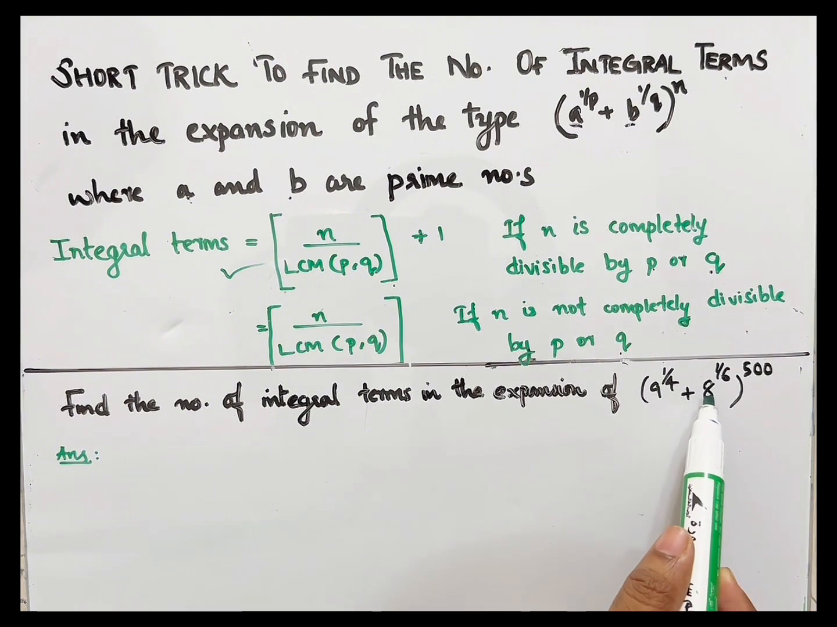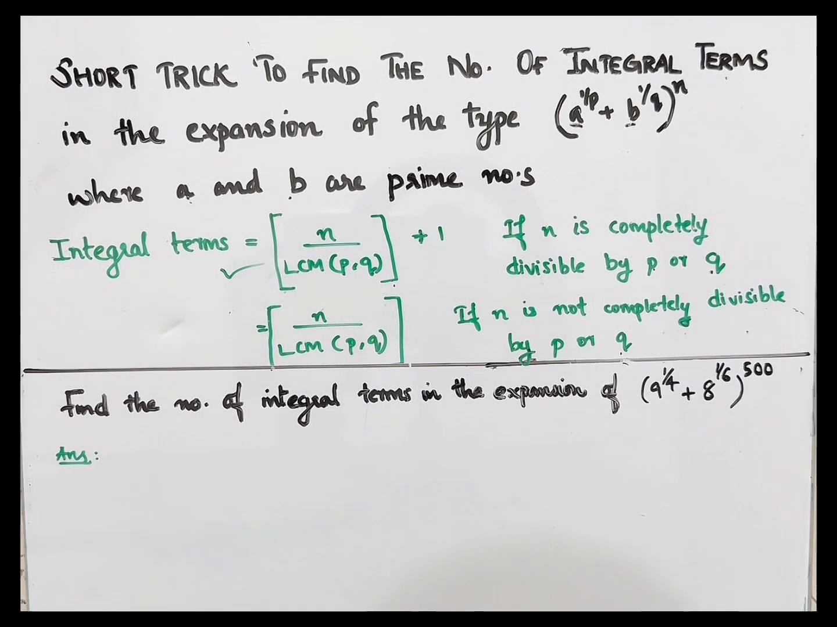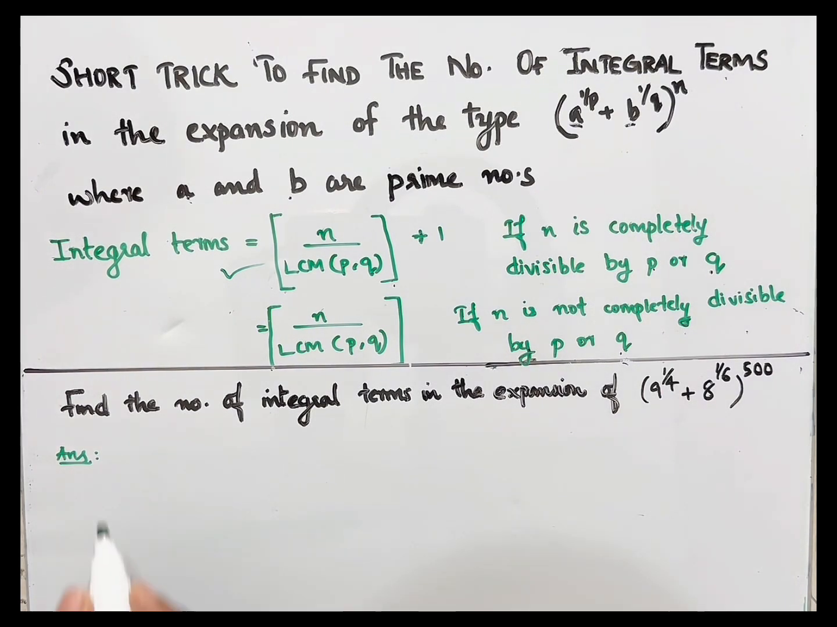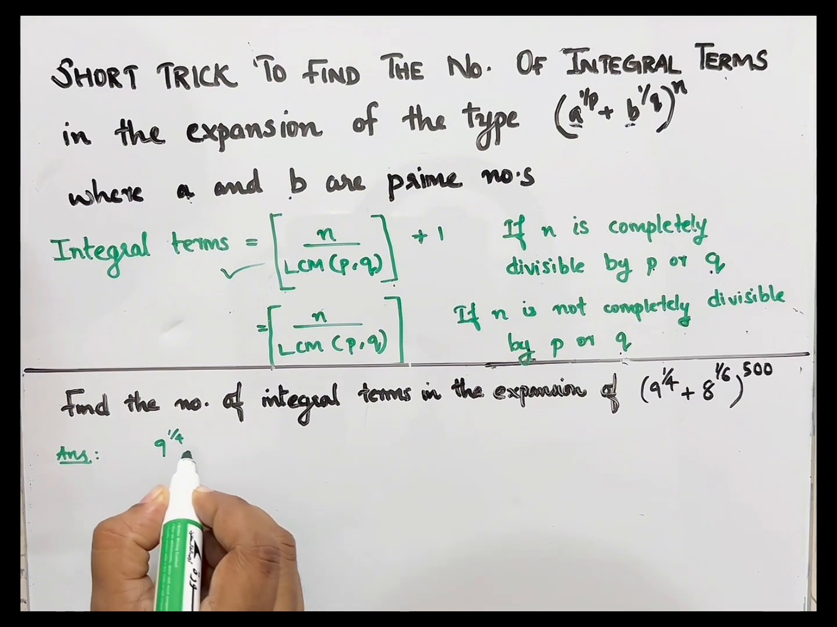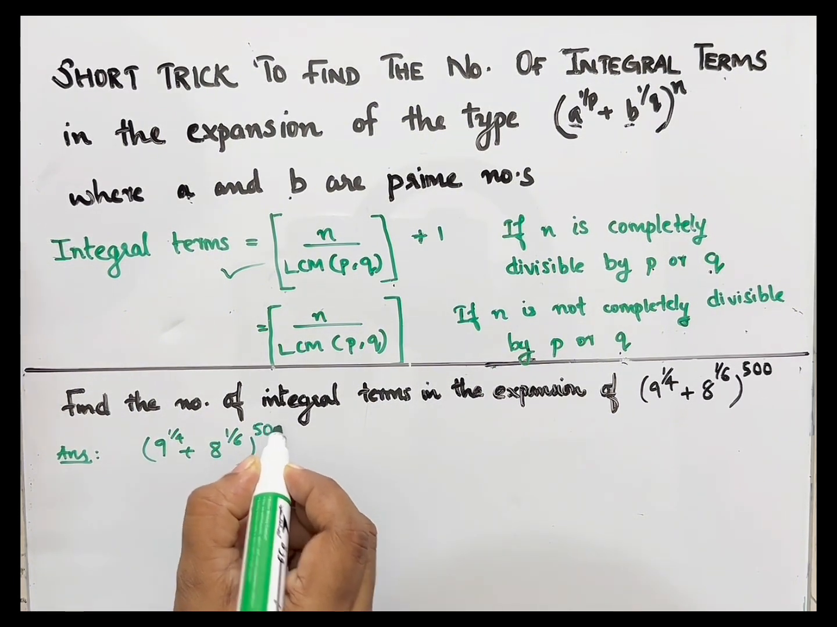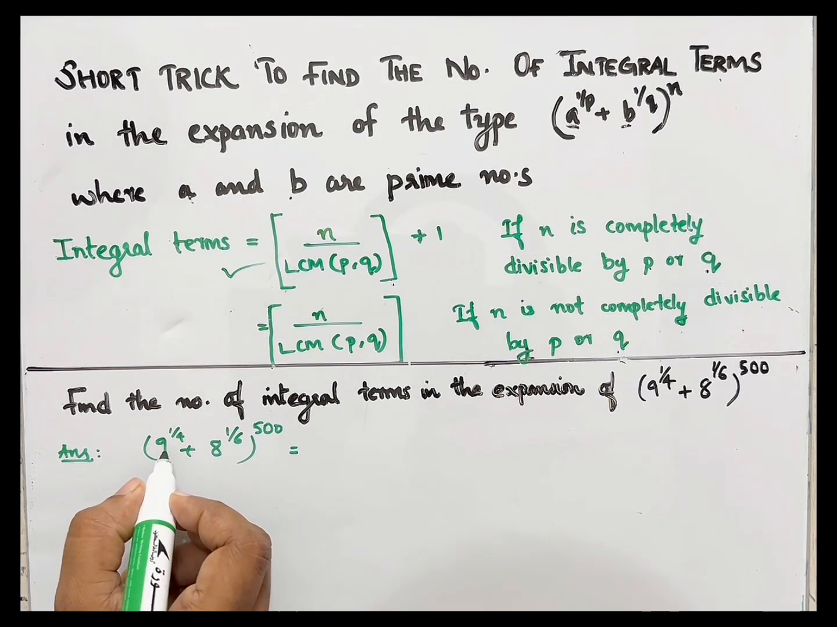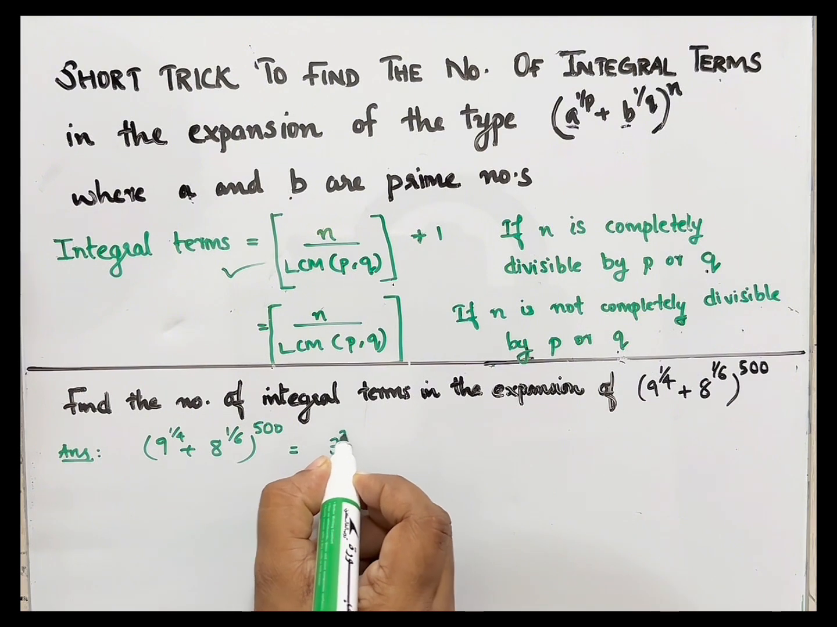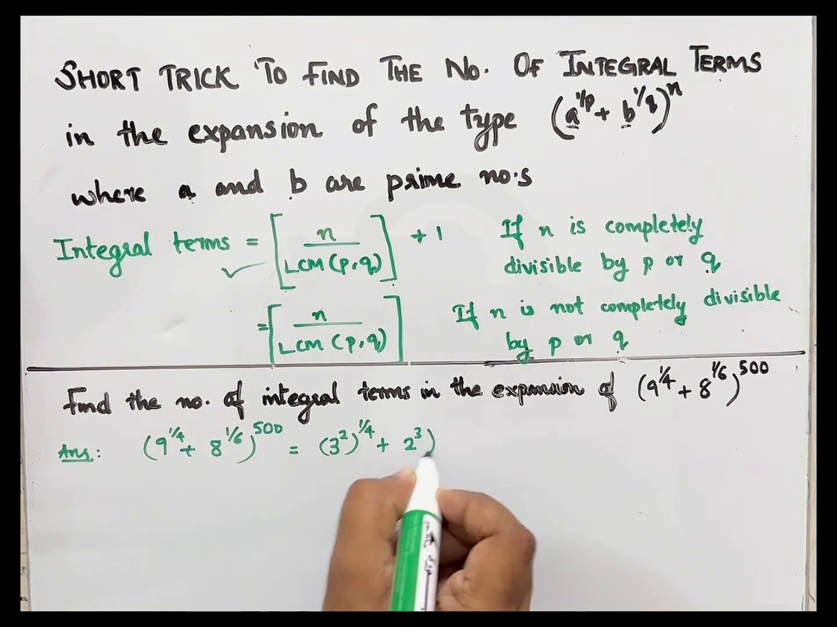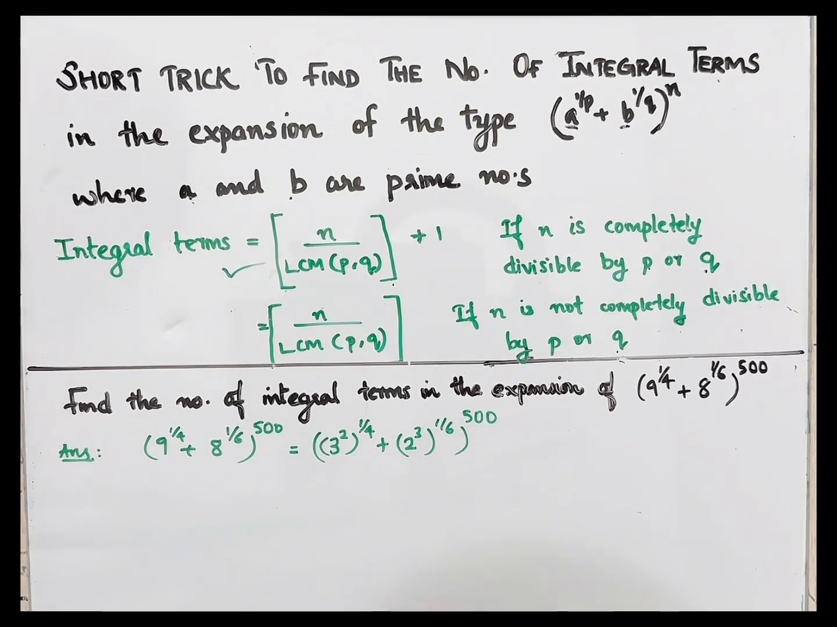Here the given numbers are 9 and 8. Both are not prime numbers. Only if both are prime numbers can we use this formula. We can simplify both these numbers. Therefore (9^(1/4) + 8^(1/6))^500 is equal to, 9 we can write as 3 squared, so (3^2)^(1/4) plus, 8 means 2 cubed, so (2^3)^(1/6), whole to the power of 500.